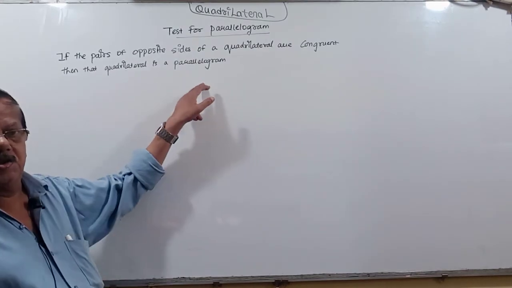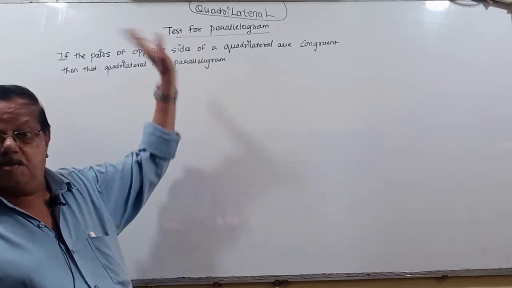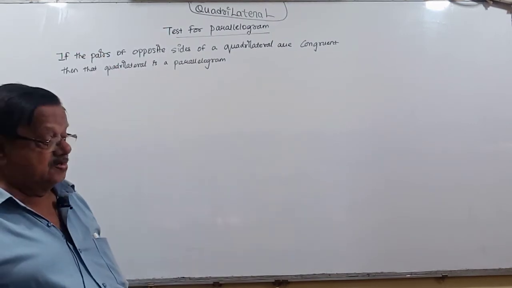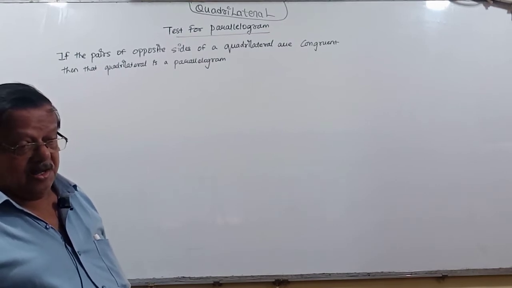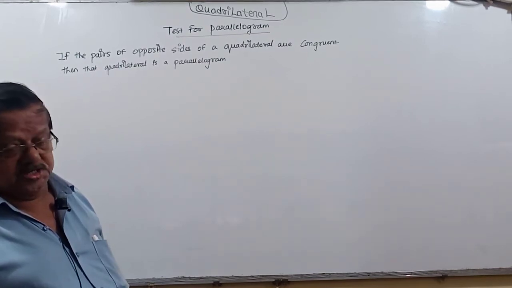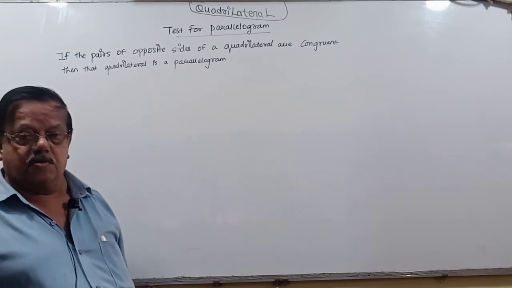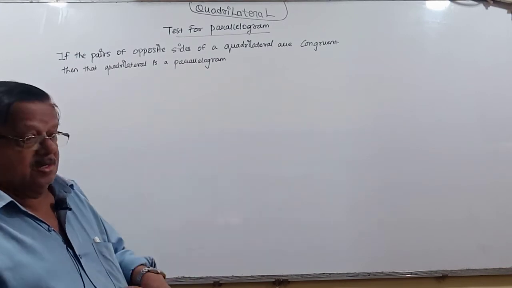Hello students, we now go for the converse of the above theorem. We have studied a theorem saying that in a parallelogram, opposite sides are congruent and opposite angles are congruent. Now, what is the reverse?